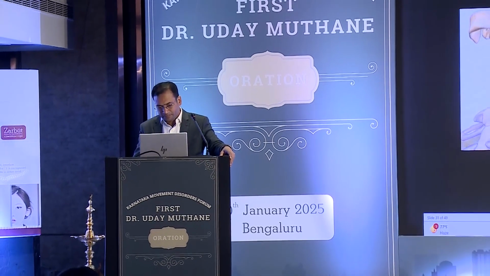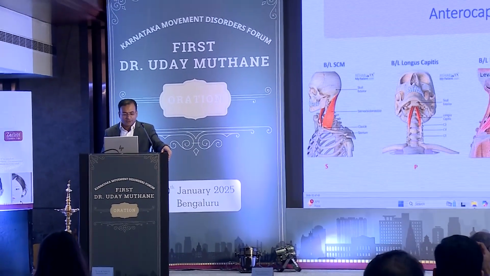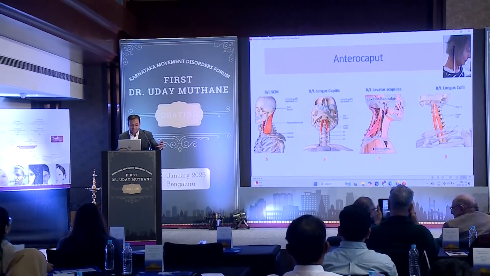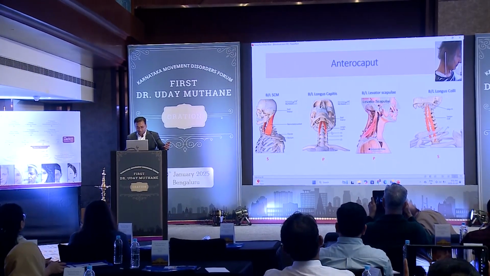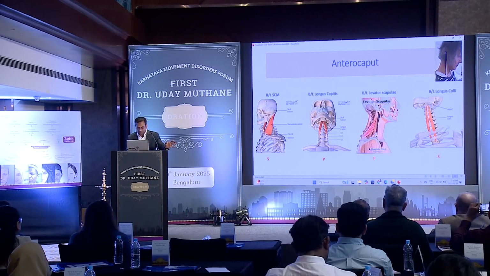So for antecaput, similarly, bilateral SCM. Usually, many books say that the SCM is a secondary muscle, but we prefer to inject SCM as the primary muscle. Longus capitis, levator scapulae, and longus colli can be used as the last resort.